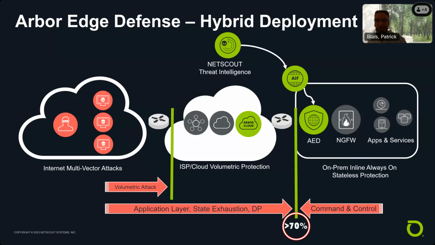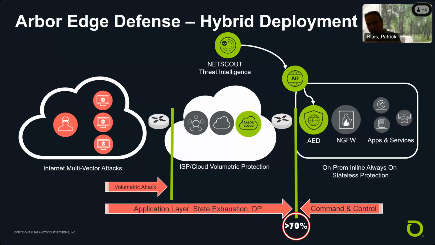There may also be something malicious that made it through your security stack and it's attempting to phone home using command and control. We can look for that as well. So according to the latest DDoS threat report, this represents, again, over 70% of attacks today. It can only be mitigated by Arbor Edge Defense, the solution that we're talking about here.